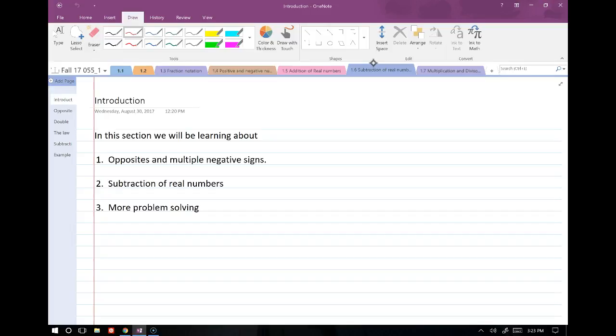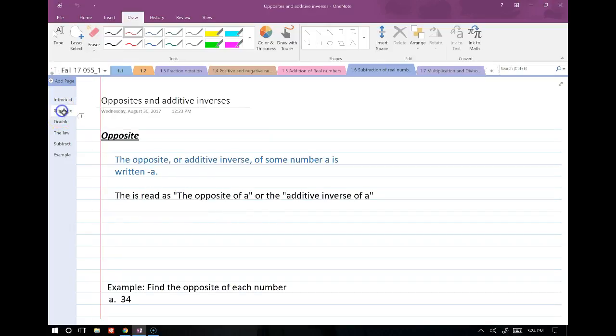All right, so section 1.6. In this section, we're going to be learning about opposites and multiple negative signs, subtraction of real numbers, and we're going to do a little bit more word problem solving. All right, so let's learn what it means to be an opposite.